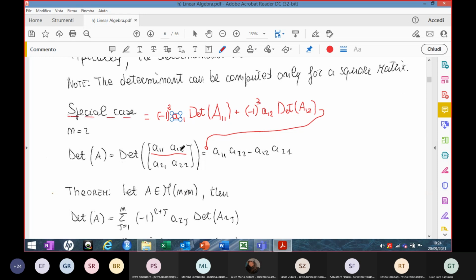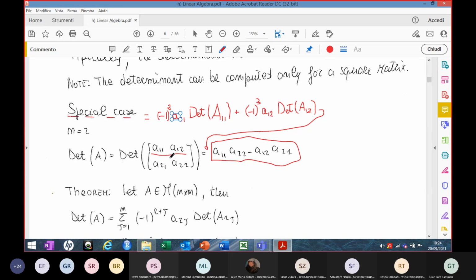The element A12, I copied it, times the determinant of A12. A12 means delete the first row of A and the second column of A. So this times this. So this determinant of A12 is simply the determinant of H1. But H1 is a scalar. The determinant of the scalar is the scalar itself. So you got this very useful formula that allows you to compute quickly the determinant of a matrix of order 2. And it's very easy to remember.